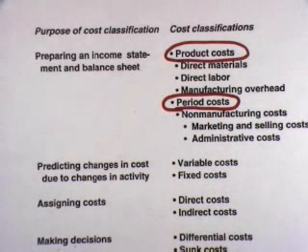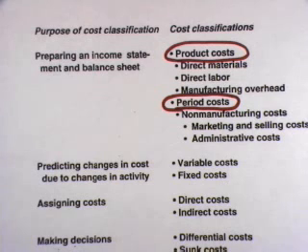Three types of product costs: direct materials, direct labor, manufacturing overhead. And we'll see in a little bit that these costs are usually recorded in inventory accounts: direct materials inventory, work in process inventory, and finished goods inventory. But eventually the product costs are recorded in an expense account called cost of goods sold.